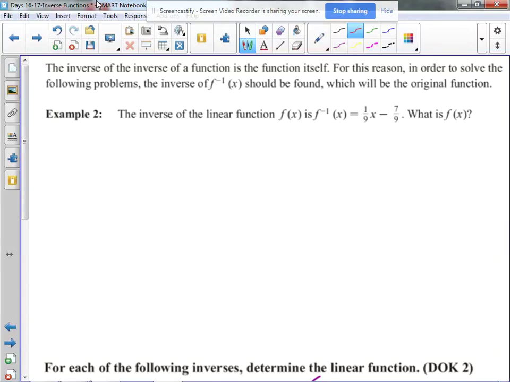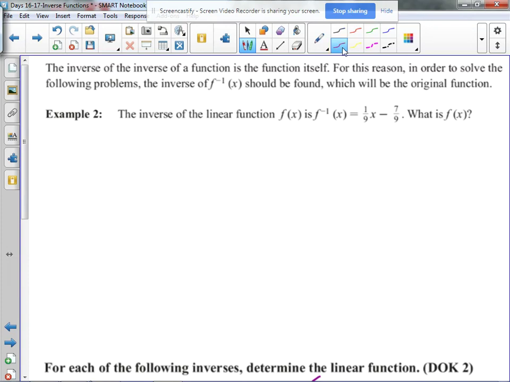For this reason, in order to solve the following problems, the inverse should be found, which will be the original function. So example 2 says the inverse of the linear function. They give us the inverse. They want to know the original. We do it exactly the same way that we were doing this yesterday.